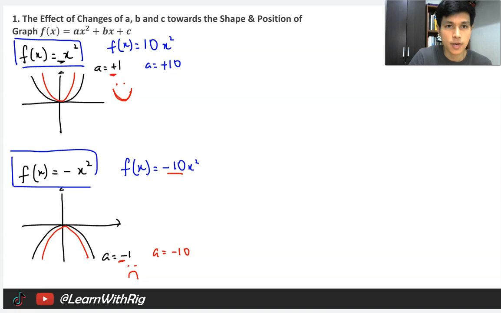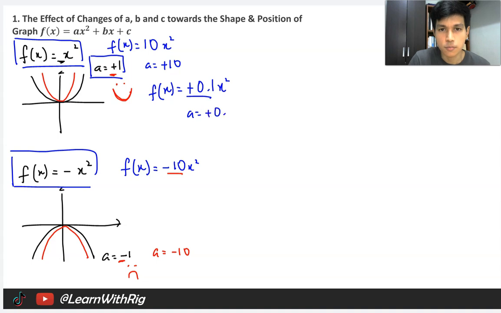Now what if your a value becomes, for example, fx equals to positive 0.1x squared? Now your a value is becoming a smaller number, correct? Initially it is a equals to positive 1. Now in this case a is equals to positive 0.1. Now it's becoming smaller. So because it's becoming smaller, your graph is going to become wider.